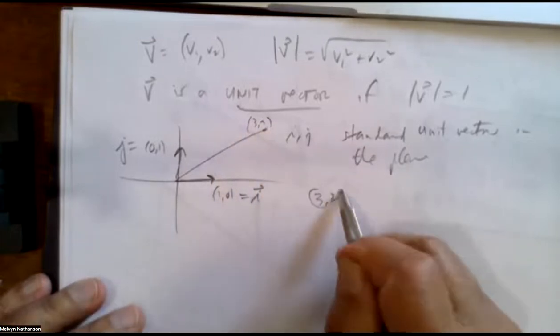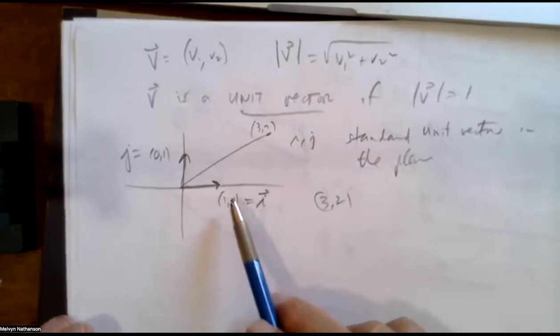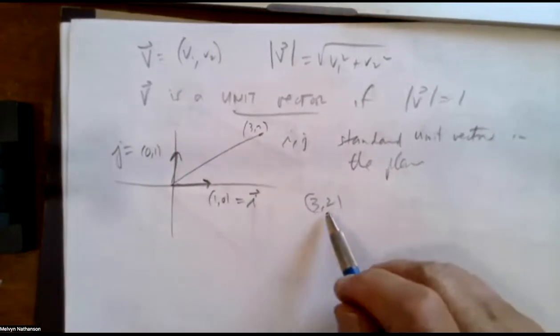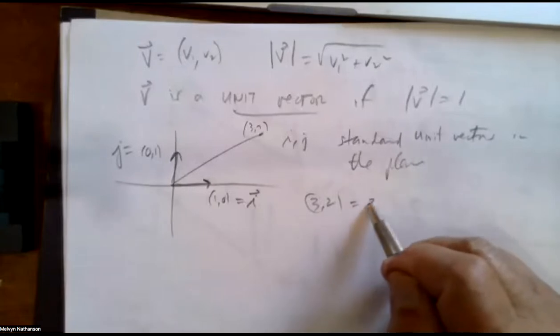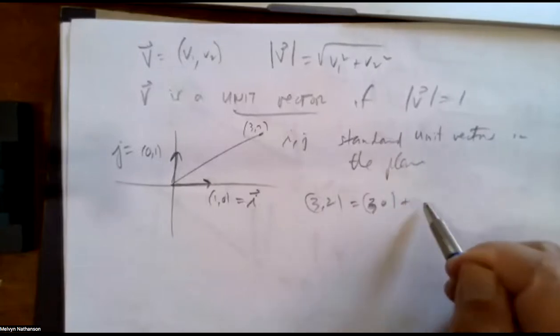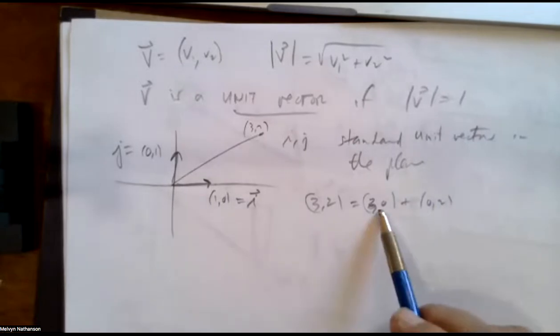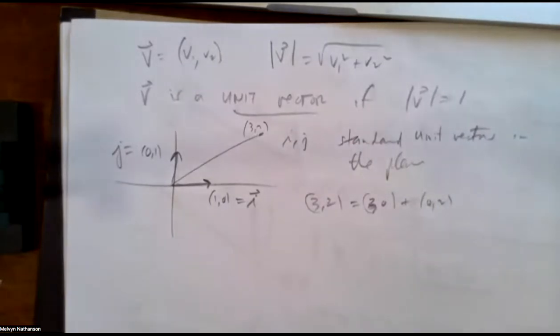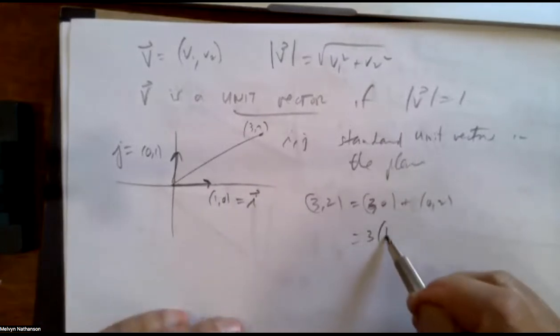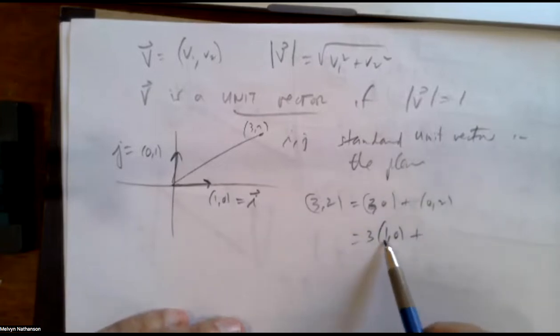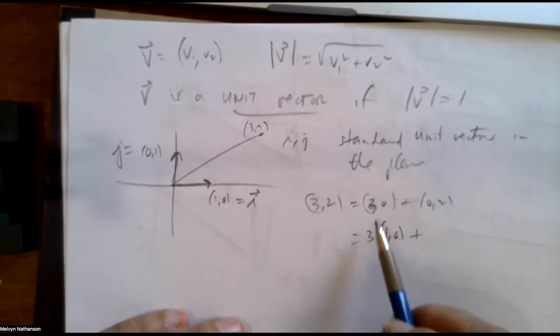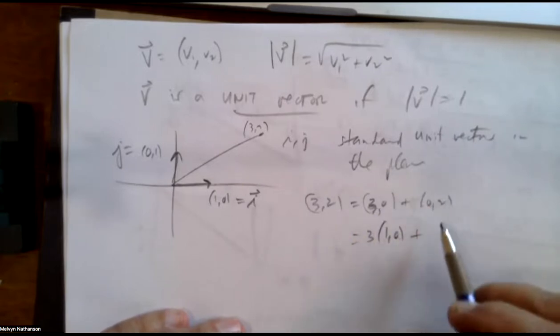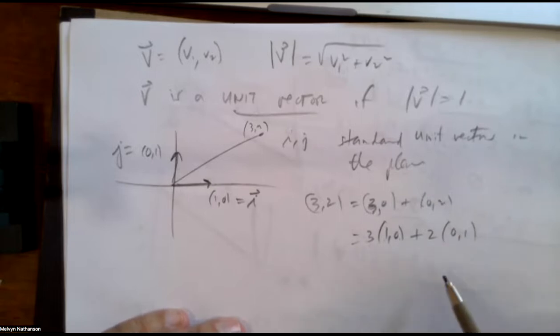And if you take any vector, like here's a vector, 3, 2, you can always express it in terms of these standard unit vectors. So you can always write 3, 2 as 3, 0 plus 0, 2, right? If you add these two vectors, you get 3, 2. But 3, 0 is like 3 times the vector 1, 0. Take the vector 1, 0 and scalar multiply it by 3, you get 3, 0. And 0, 2 is 2 times the vector 0, 1. But this is the vector i, and this is the vector j.